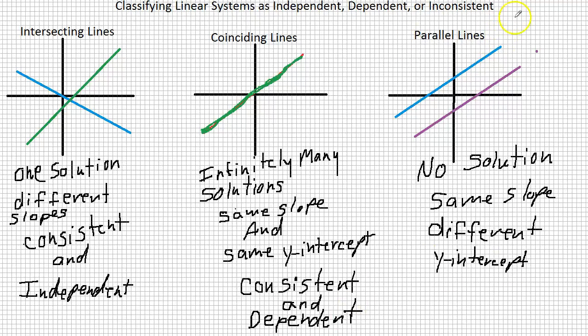Well, what about when you have parallel lines? Well, there's no solution. Consistent means there's at least one solution. So this has to be inconsistent because it is not consistent because there are no solutions. So inconsistent.